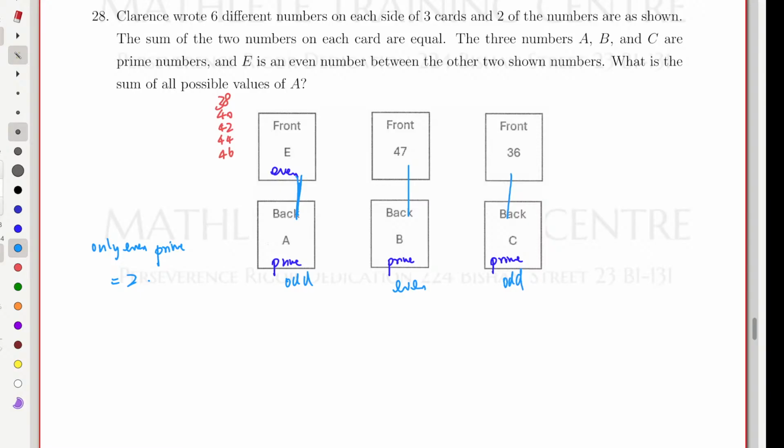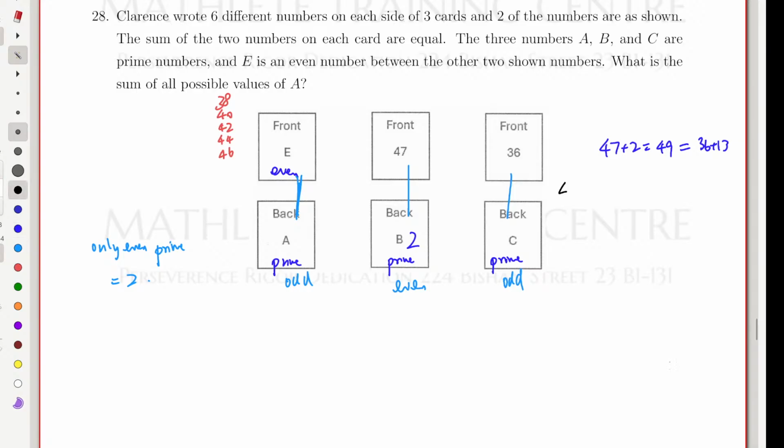Okay. The only even prime is equal to 2. Then what you can see is that one of them must be a 2. So it must be 47 plus 2, for example. Now, 2 doesn't have to be B. 2 can also be A and 2 can also be C. We need to think of that. So 47 plus 2 is 49. And immediately we can figure out one of the other pairs, which is 36 plus 13, because 49 is 36 plus 13.